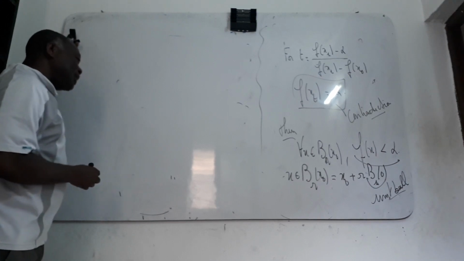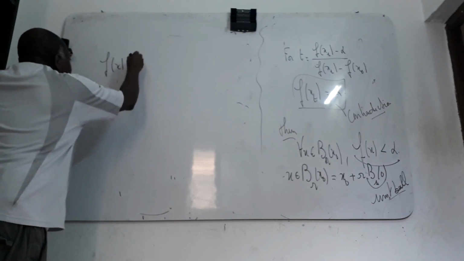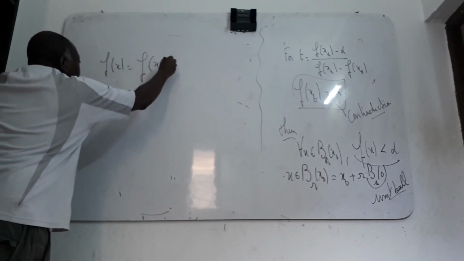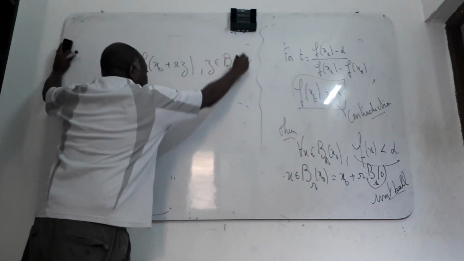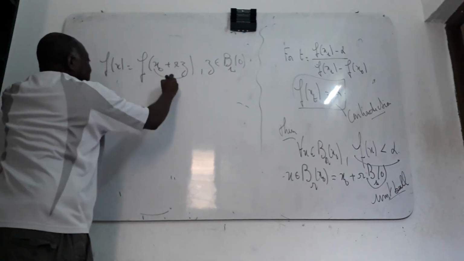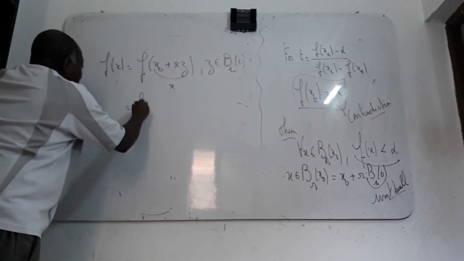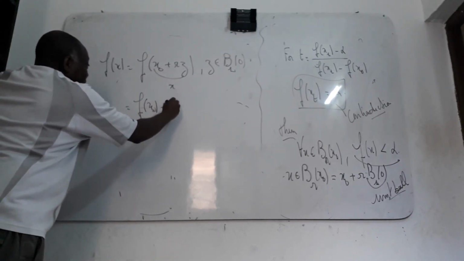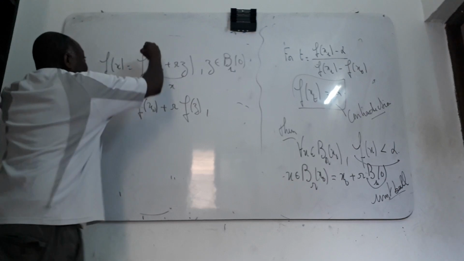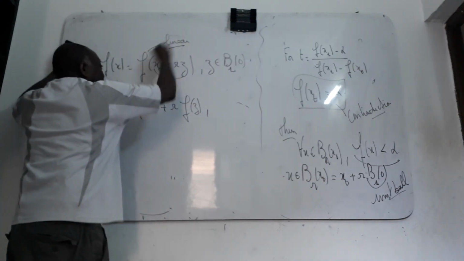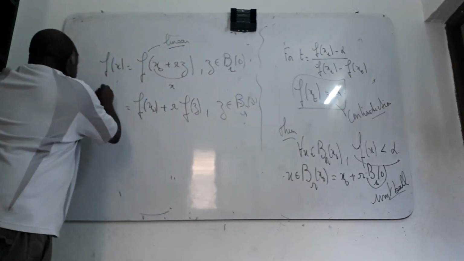Now let us suppose that f of x is exactly f of x0 plus r z, where z is an element of the unit ball. From this condition, we can write any element x in this form. Then that means you have f of x0 plus r f of z, because f is linear. Then this is true for any element of this ball.